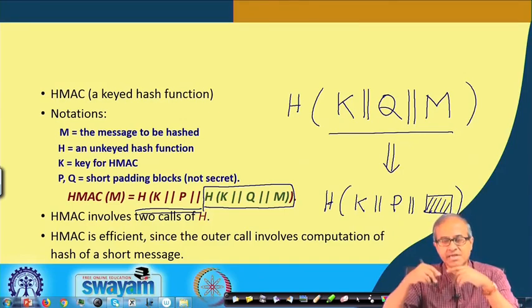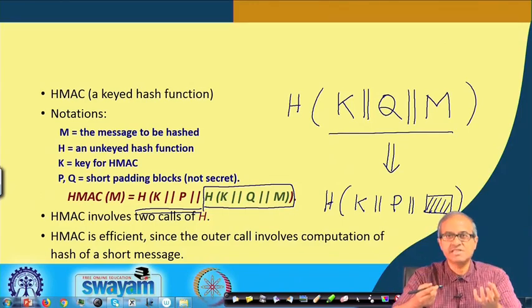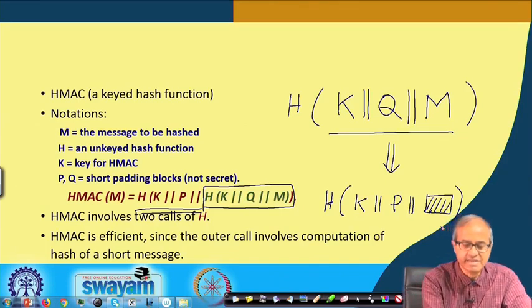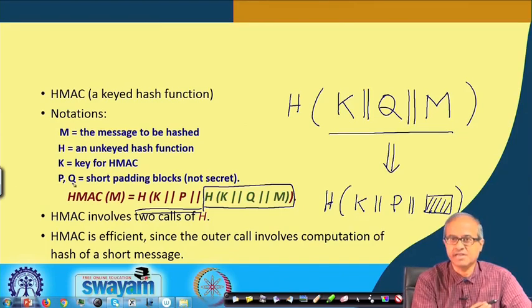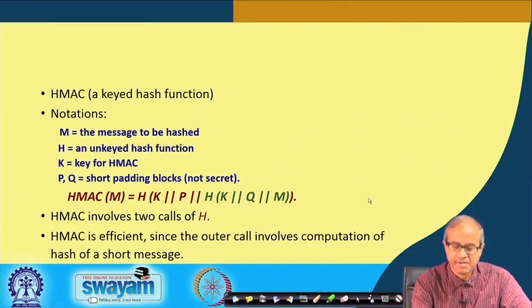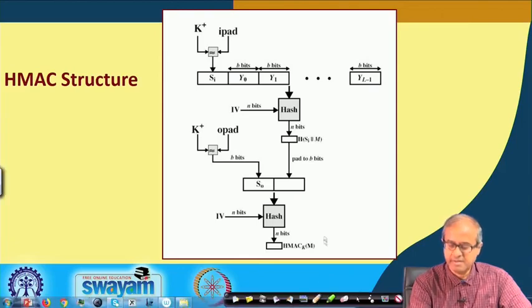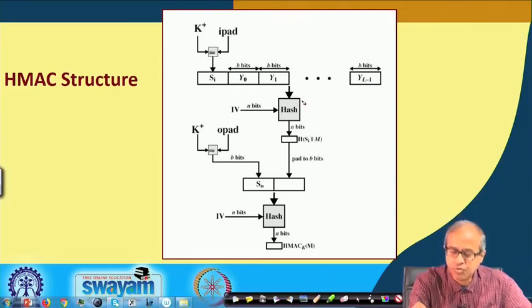For added protection, it computes the hash function 2 times. It uses a secret key. In addition, it uses some random padding blocks P and Q, right. Because it does not use encryption, it is efficient to compute. So, I am showing this pictorially. Here there are 2 hash function computations, one is here, other is here, right.